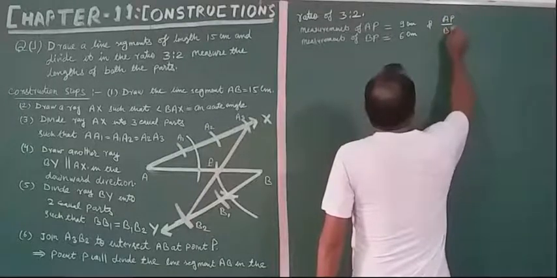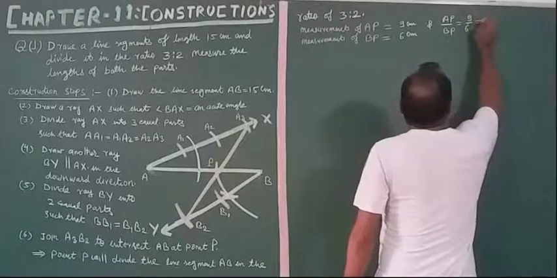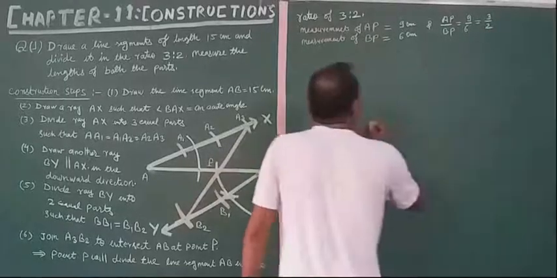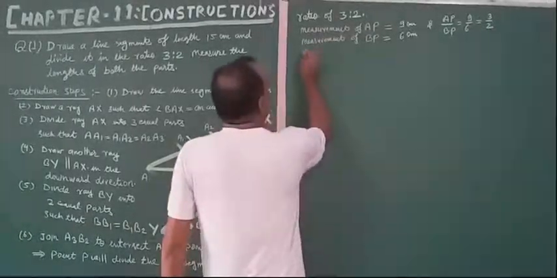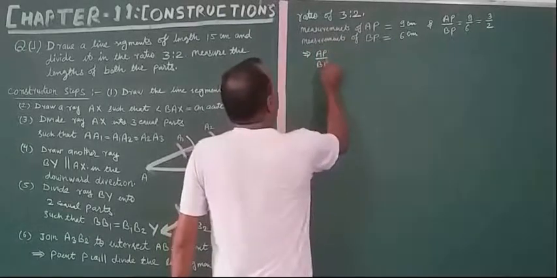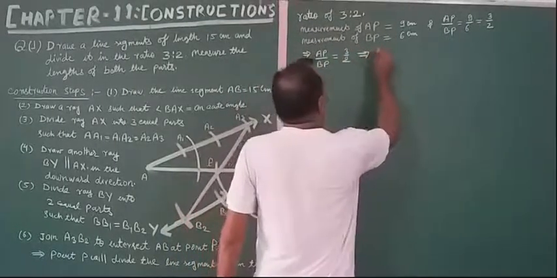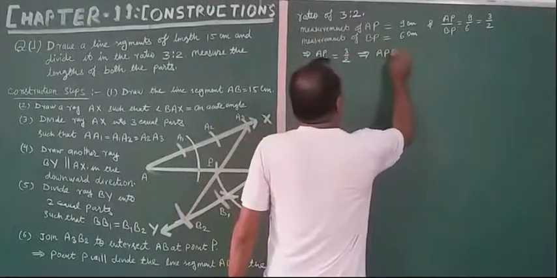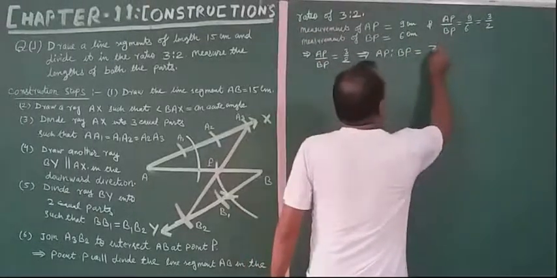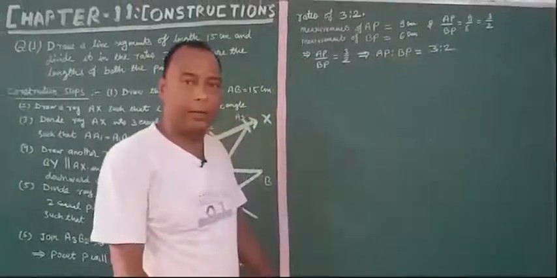The final line of the question: AP upon BP, how much? 9 centimeter upon 6 centimeter, that is, 3 3s are 9 and 3 2s are 6. So therefore AP upon BP is 3 upon 2. Therefore AP ratio BP will be 3:2.